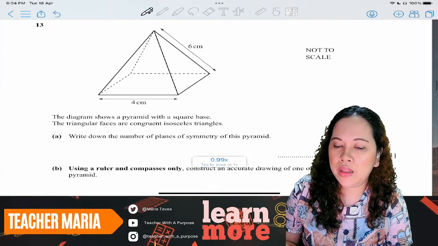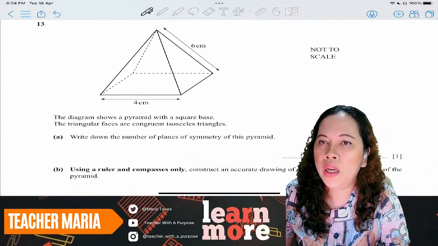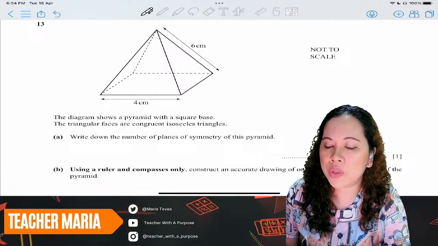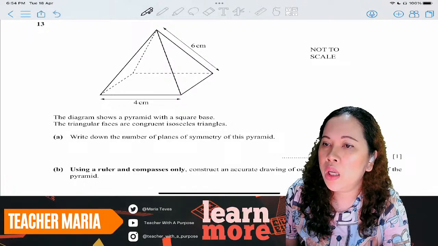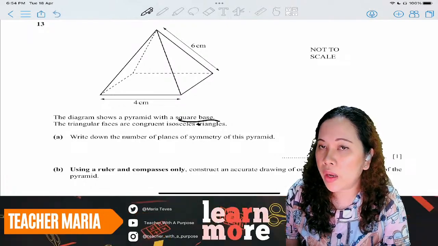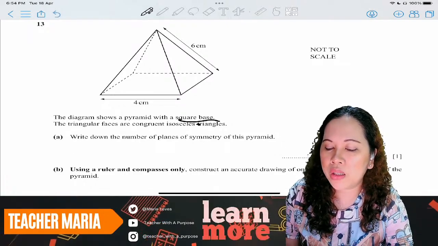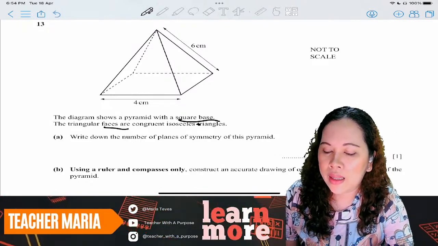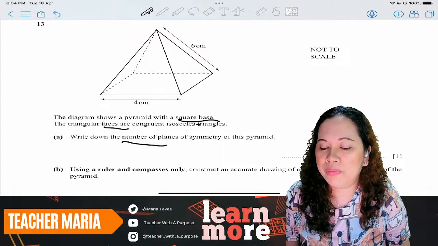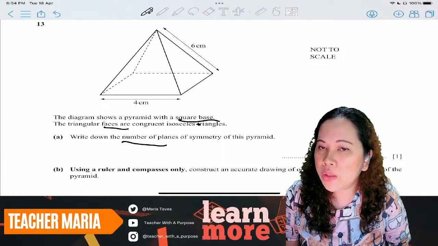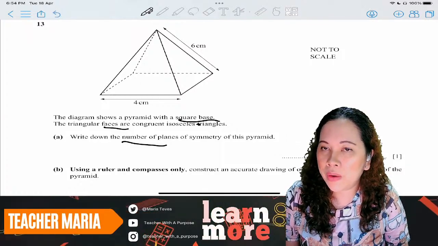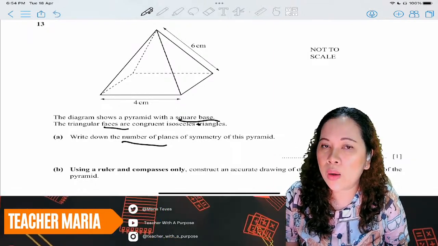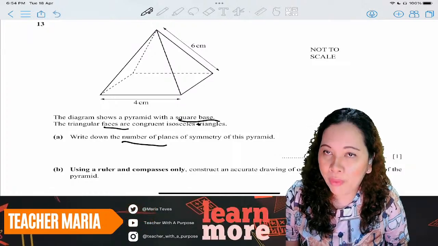Okay. This question is on geometry. The diagram shows a pyramid with a square base. The triangular faces are congruent isosceles triangles, and you're asked to write down the number of planes of symmetry of this pyramid. Now, since it is a square base pyramid, this will be a 4.